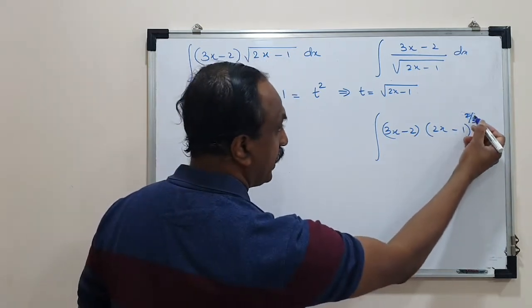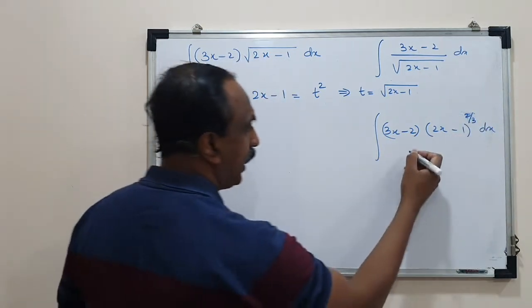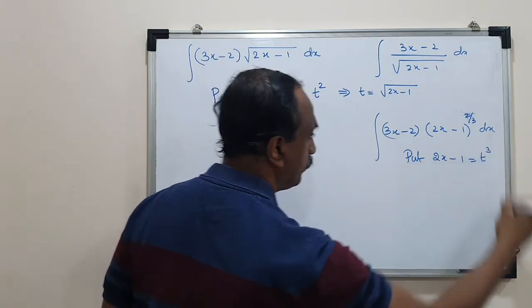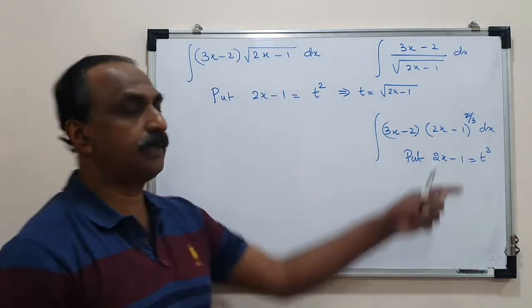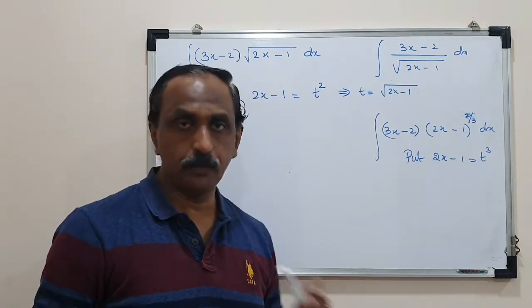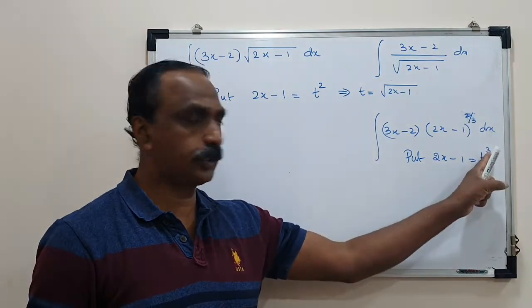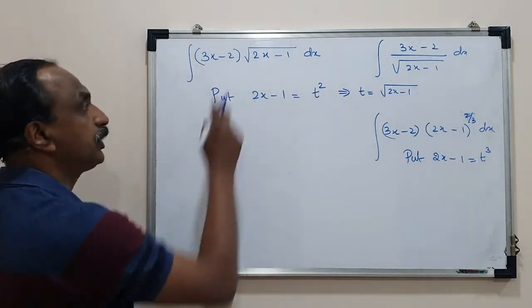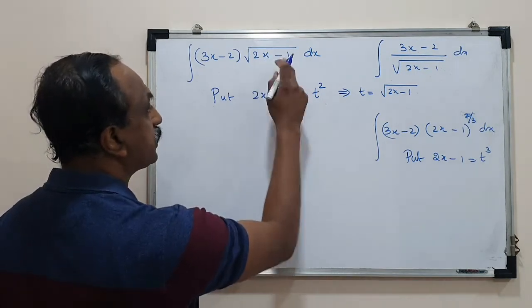Now you can see there is a cube root involved in it. In that case, you will put 2x minus 1 as t cube. This will be an easier method to calculate the integral. Even if you put only t, the problem will work. But if you put cube, it will be easier to solve the problem. So my method for this problem will be 2x minus 1 is t square.